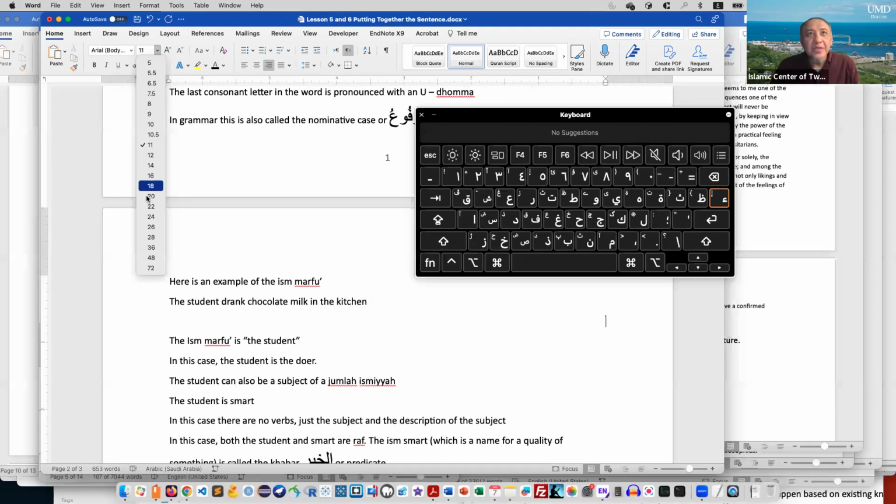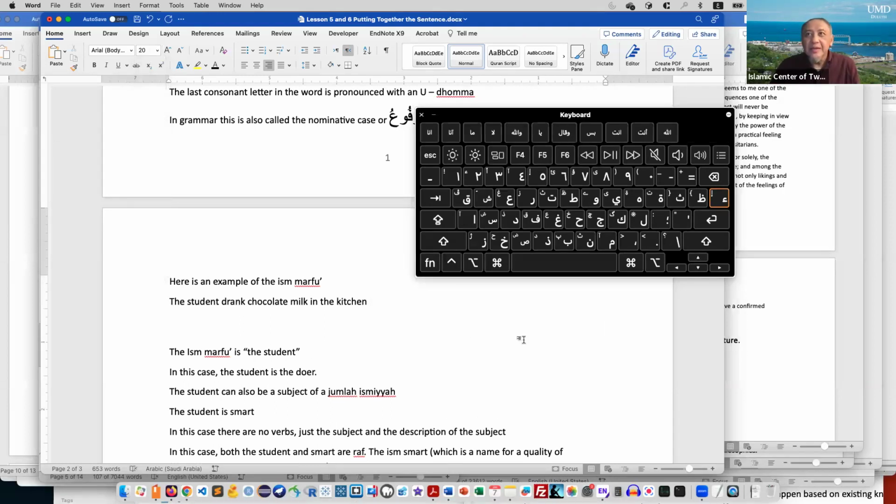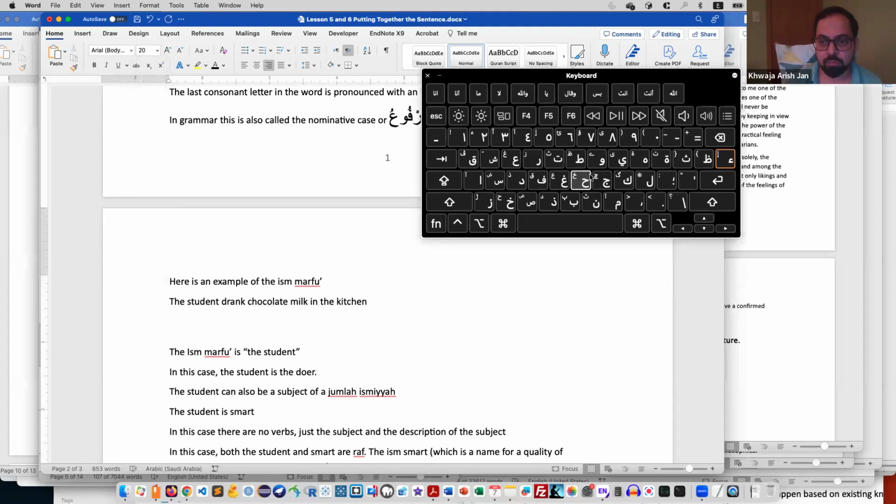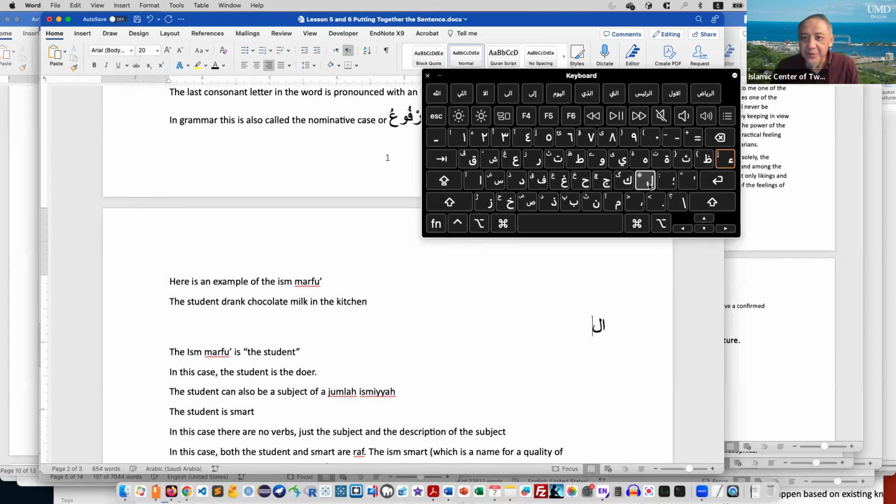Okay, since we say the student, then how do we say it? Since it's the student, what do we add to talib? What do we add to it, to say it's the student? Al. Yeah, you add al to it, right? The. The student. Okay, very good. So you write it. Now remember, you all already have your Arabic set up on your computer. You can start writing as you watch. So al, and then talib, right?